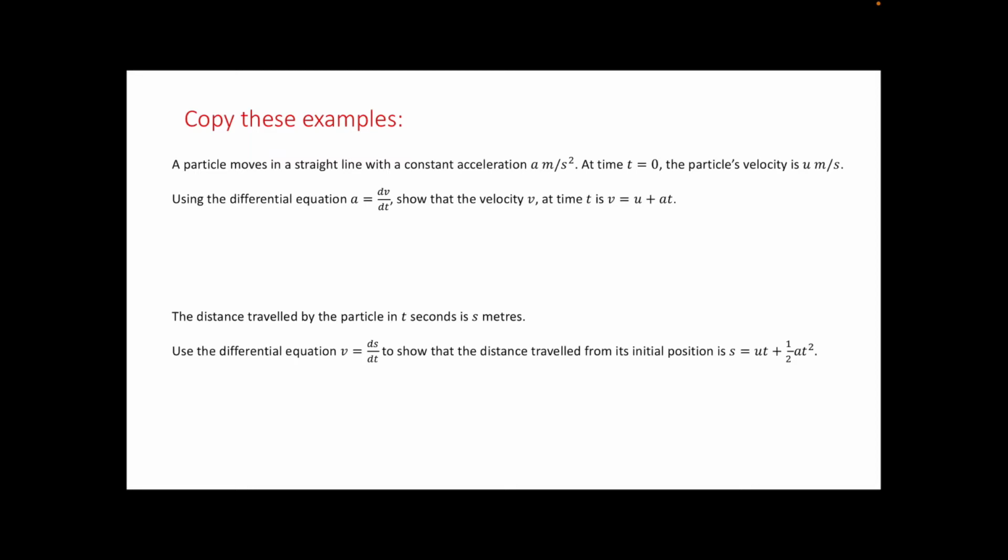So for this one, straight away it's standing out that it's talking about constant acceleration. Over here, we're told that acceleration is a meters per second squared. We're told that time is equal to 0. And we're told that the velocity is u meters per second. For a question like this, I would always recommend highlighting or underlining, as I have done, some of the key information. So it wants us to use the differential equation to show that the velocity at time t is v equals u plus at.